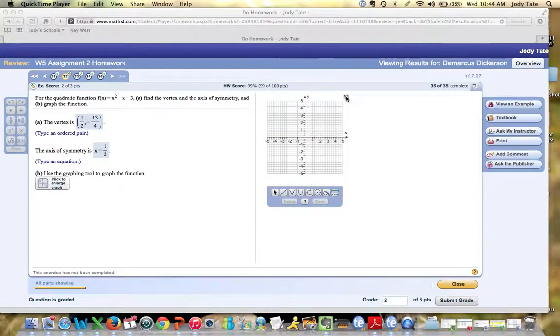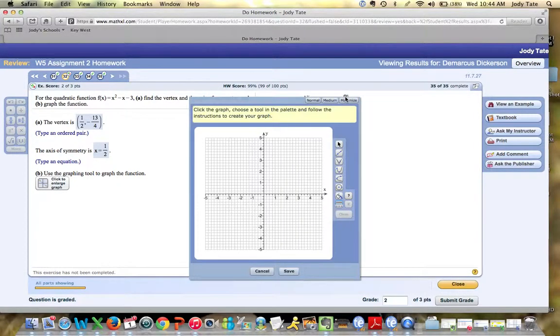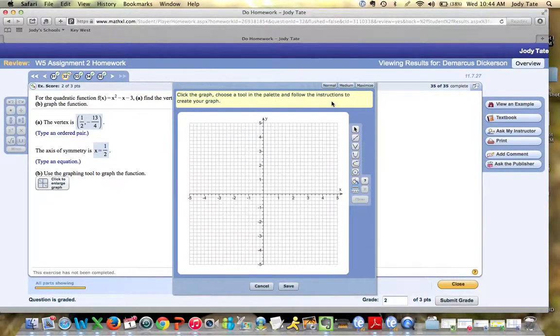So what I would do, since we've got decimals, is I would enlarge my graph. And I do that by clicking this magnifying glass up here in the corner. So you can see that I can do normal, medium, or I can maximize it. So I'm just going to click medium there. And that looks big enough. So you can see with my x axis here and my y axis that I've got 0.25, 0.5, 0.75, and then 1. So this is broken into fourths.